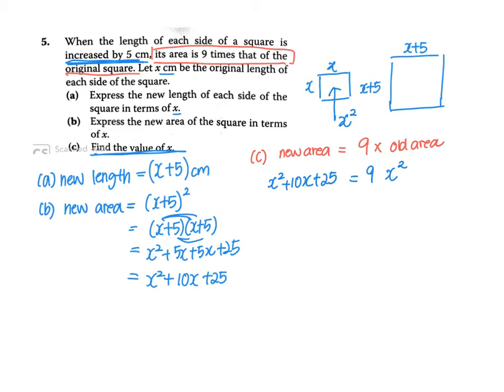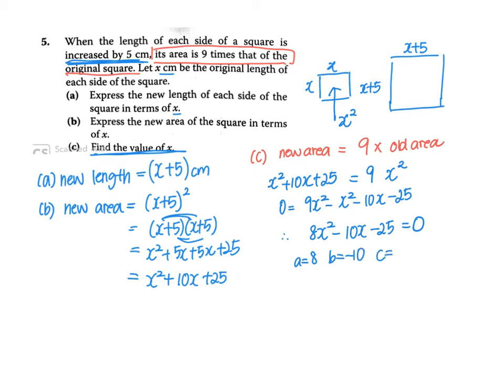So we'll try to solve the equation to make it equal to 0. Bring everything over to the other side. So this is what we get. And now we try to simplify the equation. 8x squared minus 10x minus 25 equals 0. We can use the quadratic equation to help us solve for the answers. A is 8, B is negative 10, and C is negative 25.